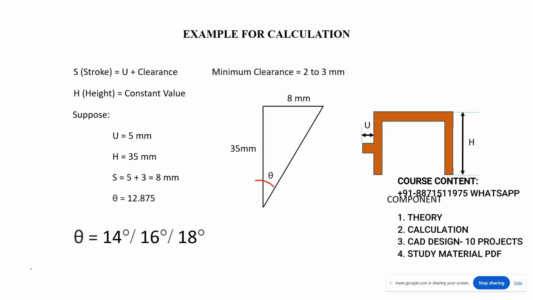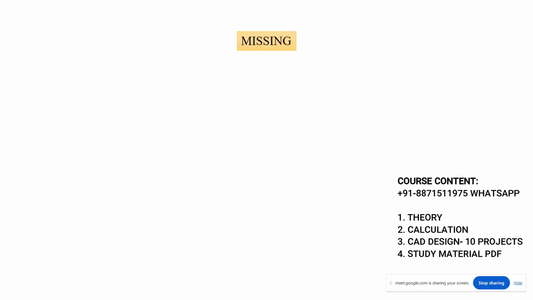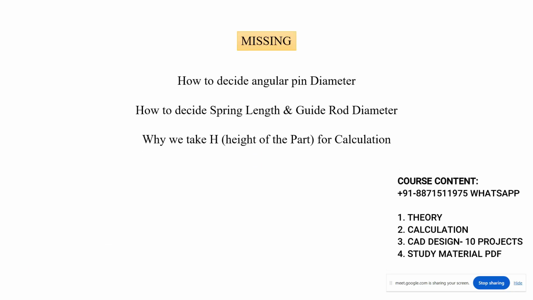So if the angle is 12.875 by the calculation, you can take the 14 degree, 16 degree, 18 degree, or 20 degree angle. Is it clear? What was missing in this lecture?